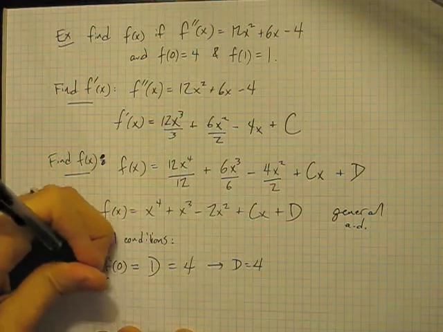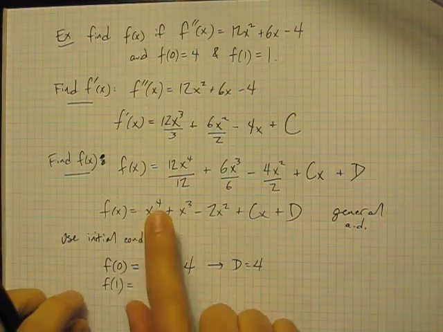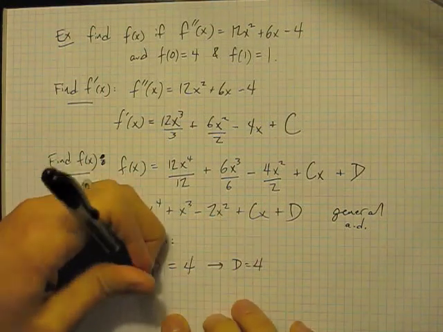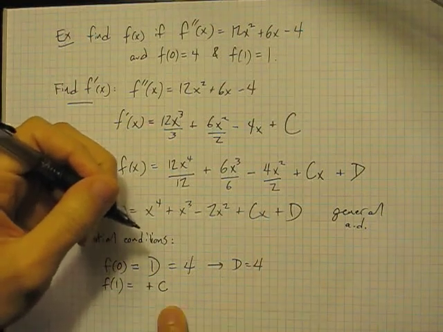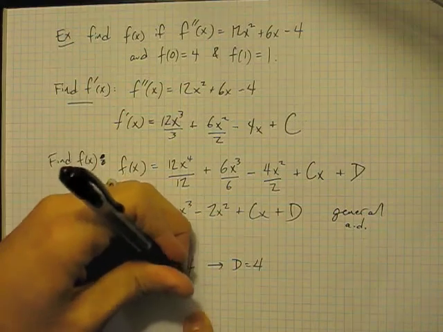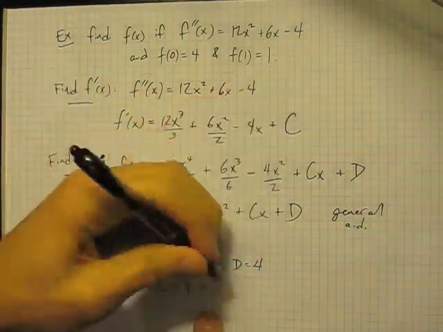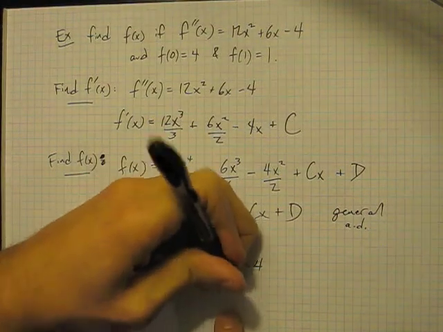Okay. Same thing as before for 1. We plug in 1, we get 1 plus 1 minus 2, so those will all go away, plus c, and then plus d, but we know that d is equal to 4. So we get 4, and this whole thing has to equal 1. Okay, so that means that c is equal to minus 3.